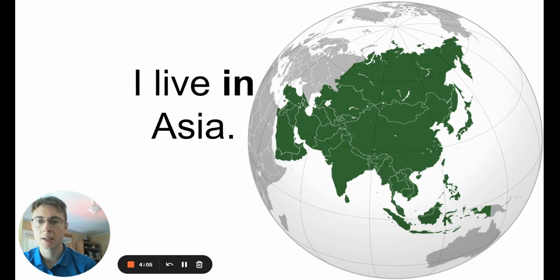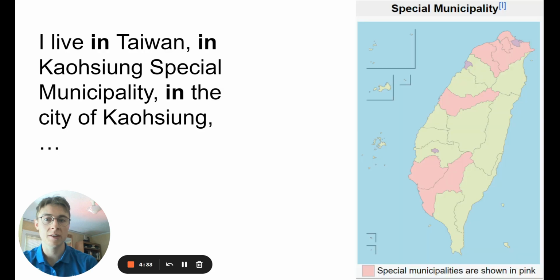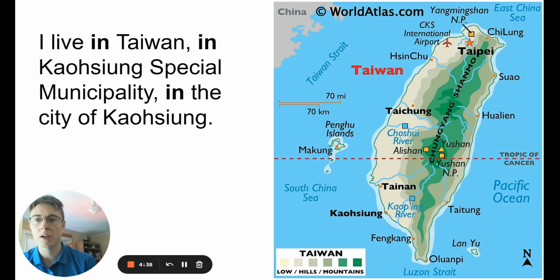To give another example, you might tell someone, I live in Asia, if you live in Taiwan. But most people know enough about the world where you can say, I live in Taiwan. And then they might say, oh, I know Taiwan. And so then you can give them more specific information, like I live in Kaohsiung Special Municipality, or I live in the city of Kaohsiung. But maybe they know the city of Kaohsiung, so you can tell them even more specifically, I live in a district.